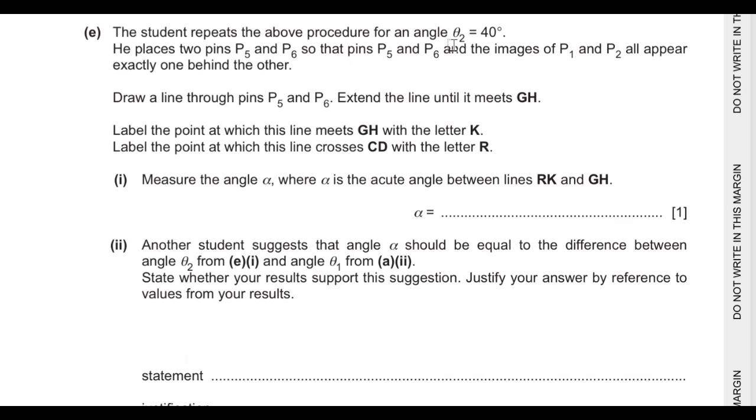E part says the student repeat the above procedure for an angle theta 40. He places two pins P5 and P6 so that the pins P5 and P6 and the image of P1 and P2 all appear exactly behind each other. Draw a line through P5 and P6 until it meets GH. Label the point at which the line meets GH with K, and label the point where the line meets CD with letter R. Measure the angle alpha, where alpha is acute angle between RK and GH.